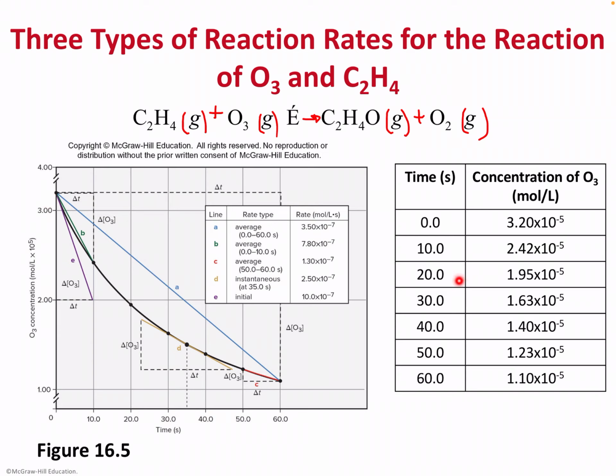And these are the concentrations of ozone with time, how it changes. So you can see that the concentration of ozone goes down, because ozone is one of your reactants. At the beginning it is 3.2 × 10^-5, and as the time increases, ozone reacts and the concentration of ozone decreases. Now it's 1.1 × 10^-5. So there are three types of reaction rates. What's important for us is the initial rate.